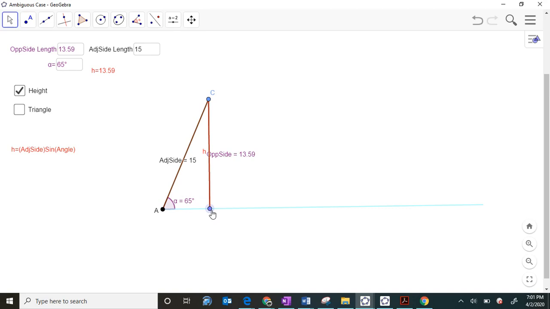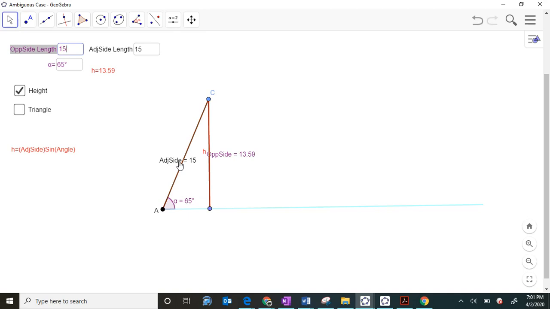sides by using SOHCAHTOA, because that's the only time you could use SOHCAHTOA: when it is a right triangle. What happens if it is bigger than 15? So I'm just going to jump from 13.5 and then bigger than 15.